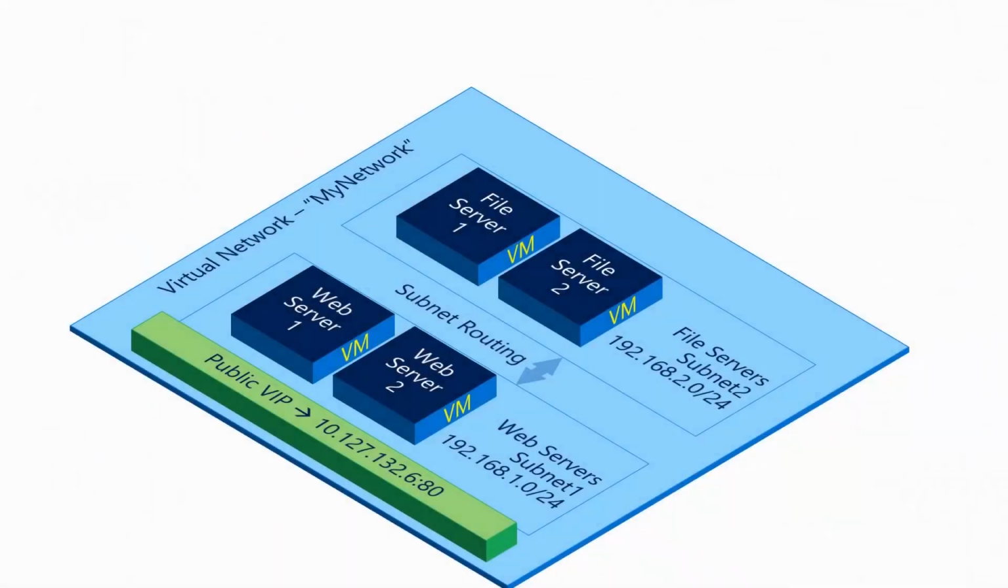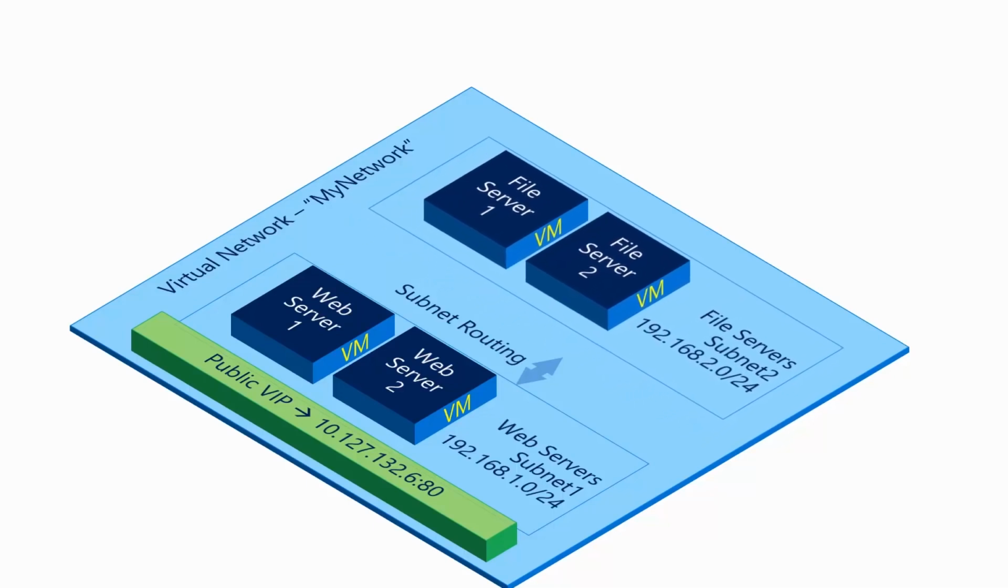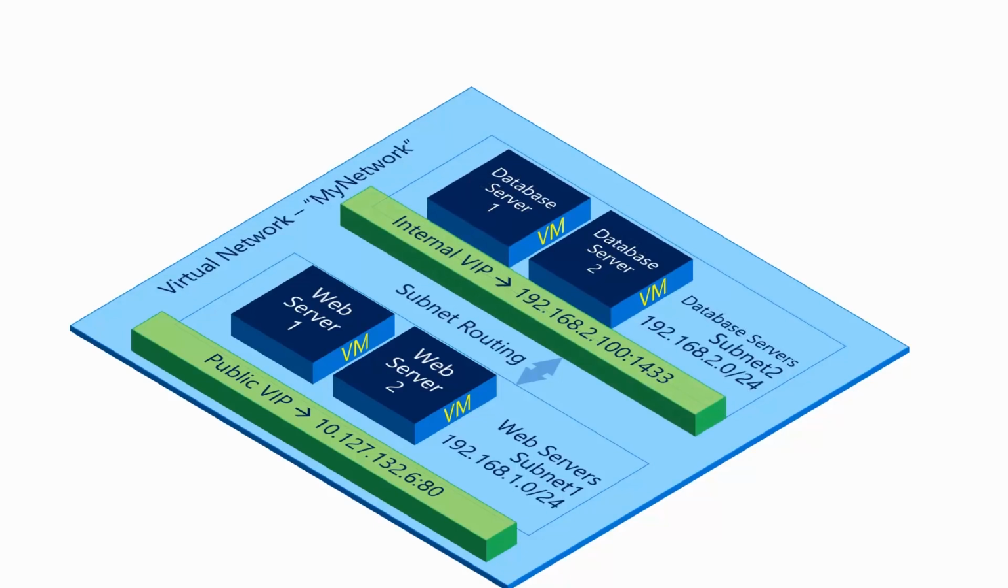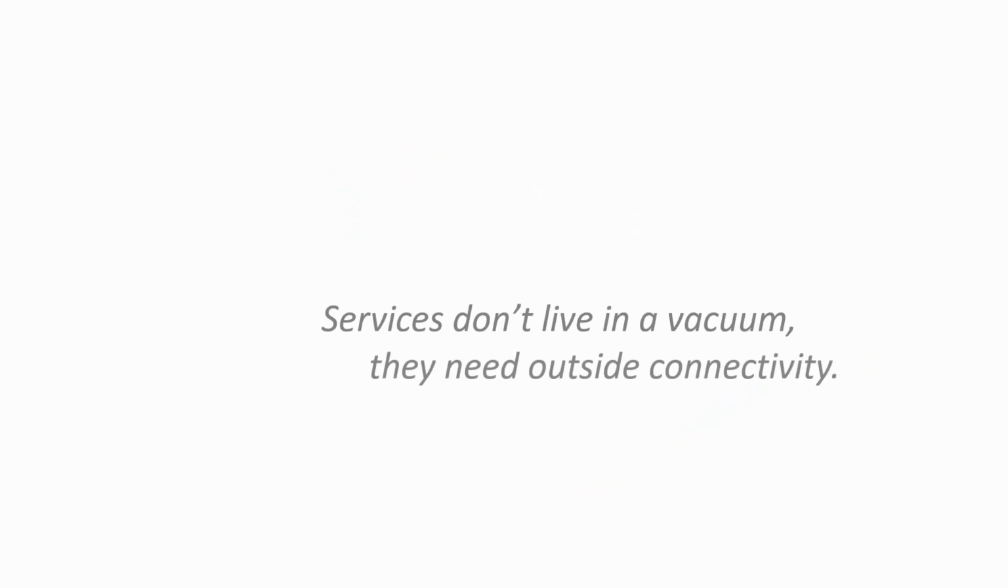The software load balancer also has the ability to insert internal VIPs within the virtual network for load balancing between the tiers. While it's not required for the file servers in this example, it can be used for other apps that require databases or application gateways. So you know your services don't live in a vacuum. They need to connect to Active Directory, databases, and other services.